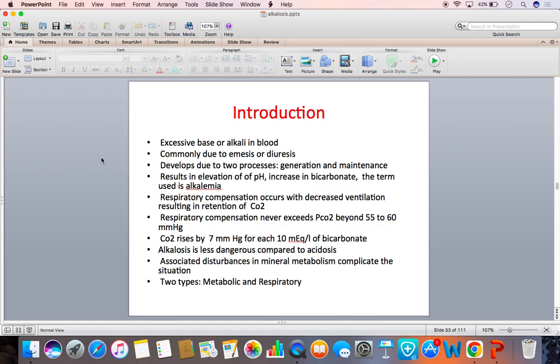This is the result of elevation of pH, increase in bicarbonate in the serum. Okay, well, that is a term used for alkalemia. That is, elevated pH is called alkalemia. Yes, but anyway, the process that results in alkalemia is alkalosis. Respiratory compensation occurs with a decrease in ventilation, resulting in retention of carbon dioxide. Respiratory compensation results in the retention of PCO2, but that cannot exceed beyond 55 to 60 mmHg. Okay, that is limited by the onset of hypoxia.